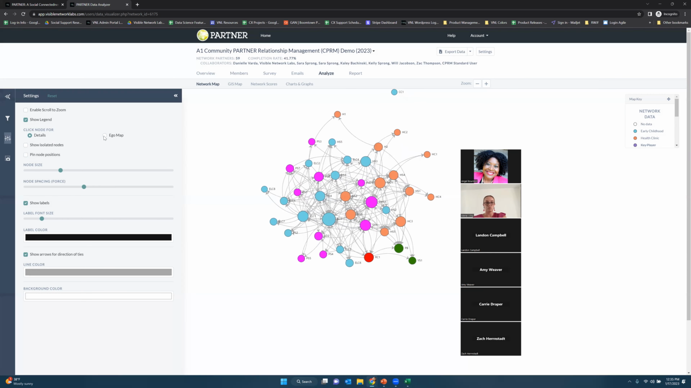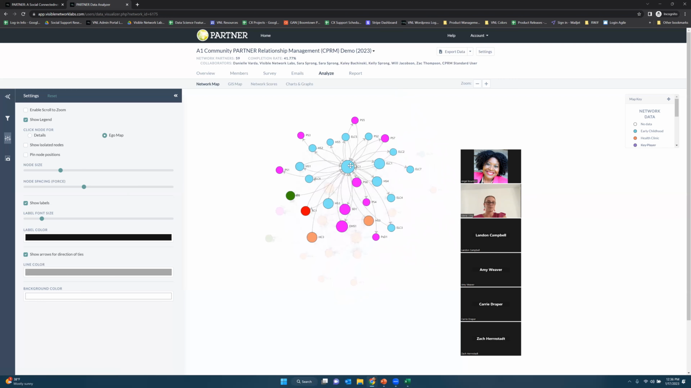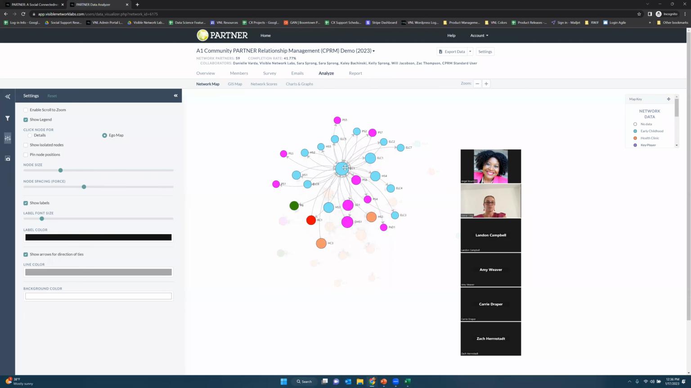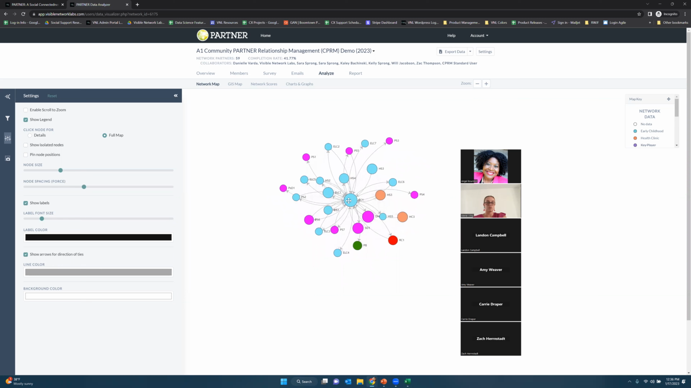The other option you can select, which I really think is a lot of fun and I play around with a lot, is this ego map option. When you click on this, it's going to give you an ego map of this organization that I just picked, but it's not just showing me the connections of this organization to their partners.